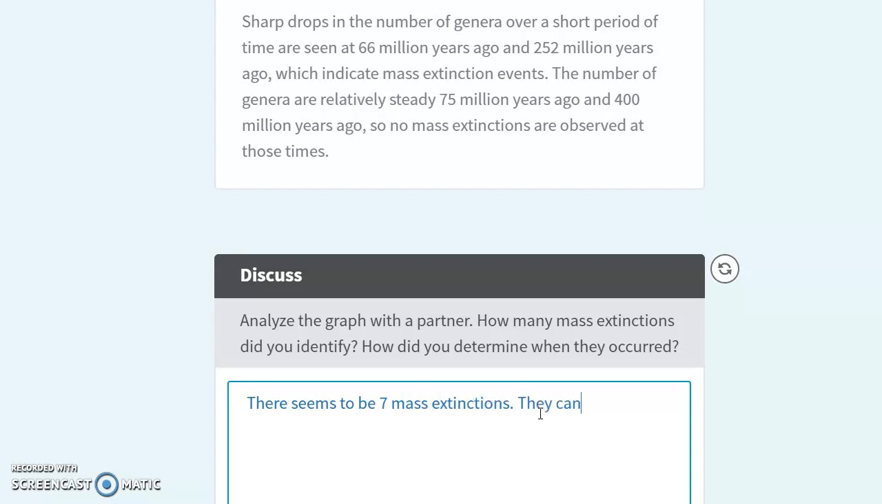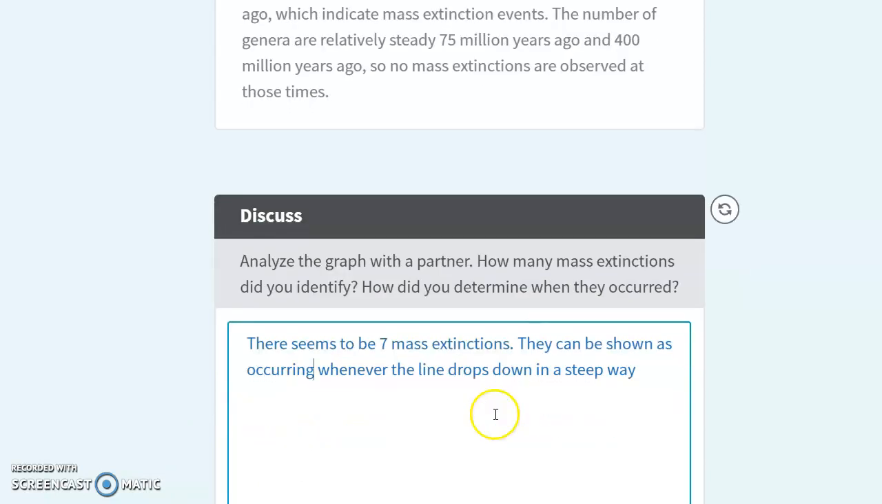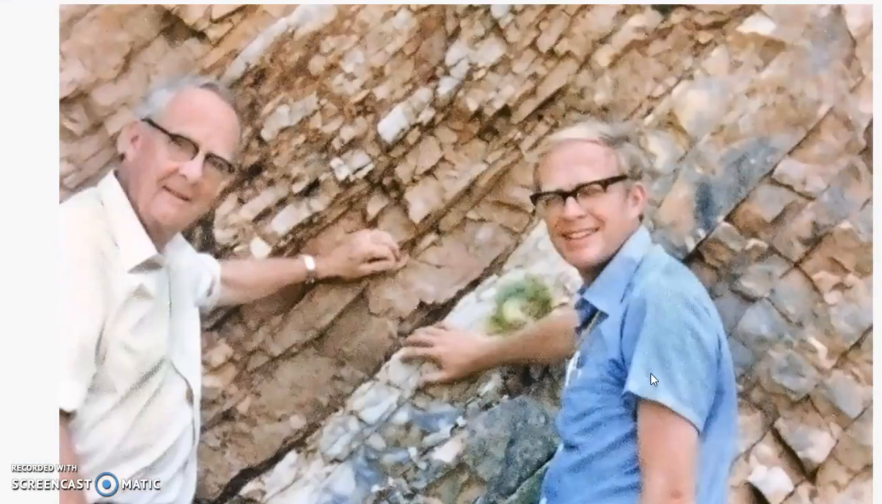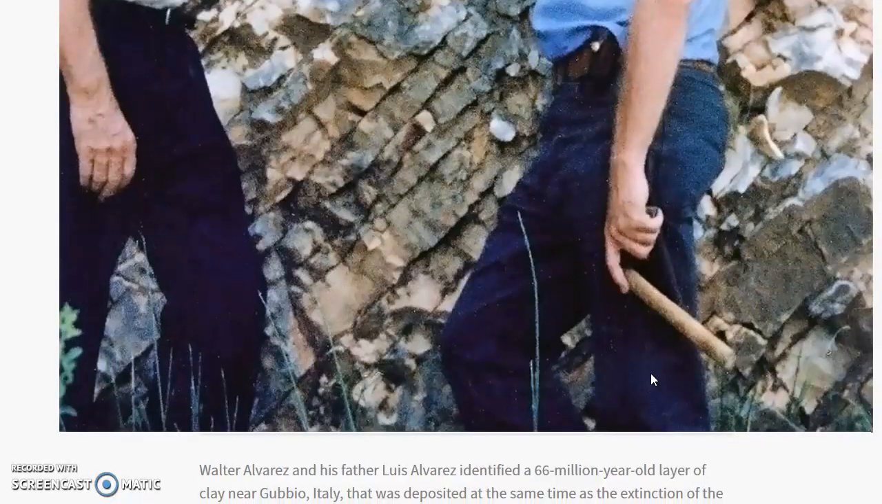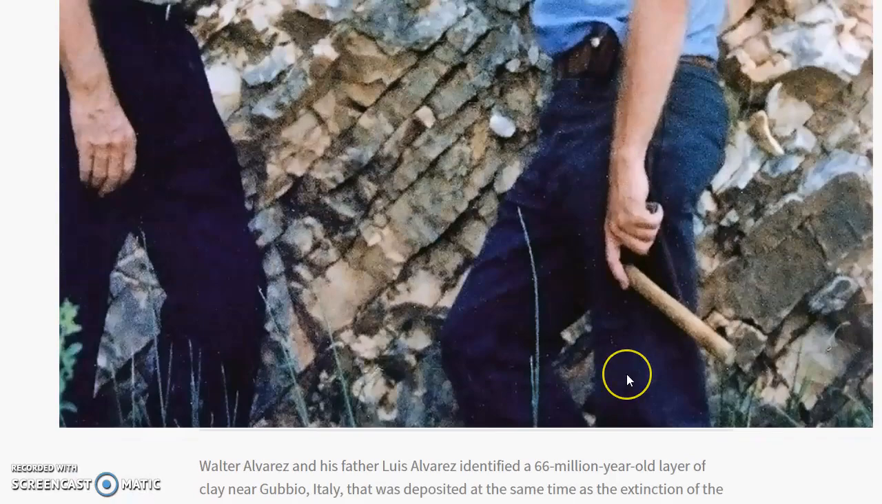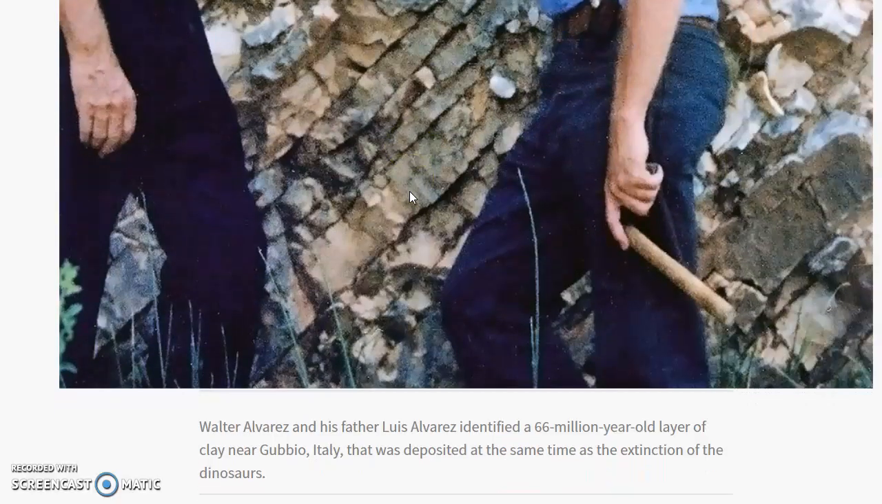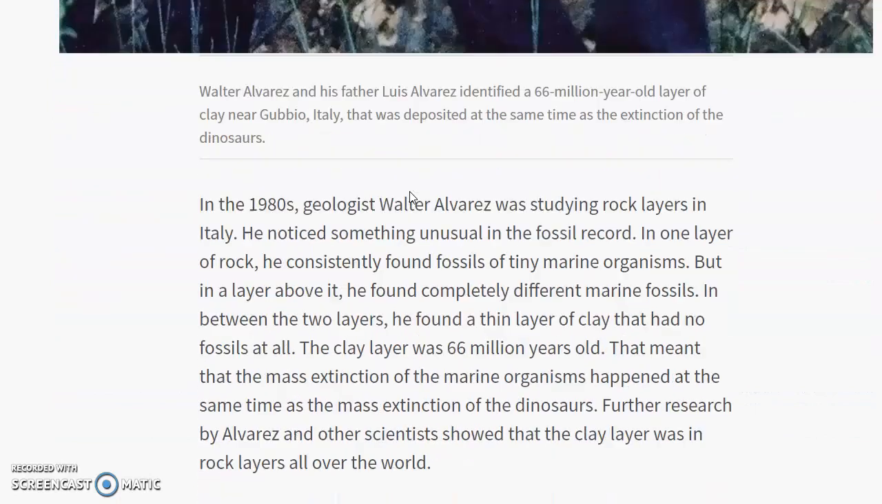They can be shown as occurring whenever the line drops down in a steep way. All right, so if the line's dropping down and it's steep, that shows that that's when the mass extinction occurred. So this is them identifying something that's 66 million years old. Wow.